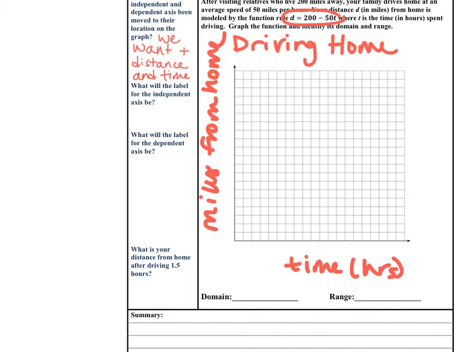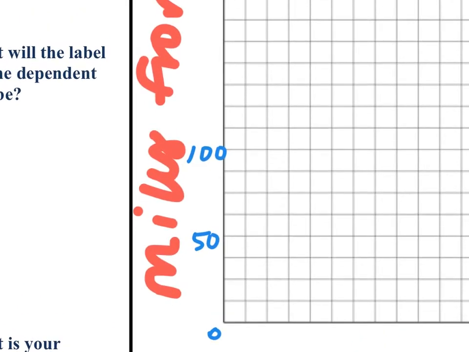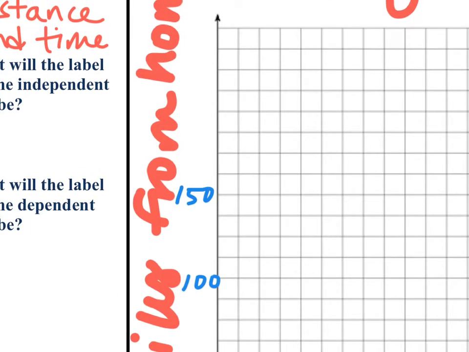Now we need to scale our axes. If you look at the equation, you know it needs to start at 200. And go down 50 for every hour. I'm going to label the bottom 0. And then for every 4 squares, I'm going to label 50. So you want to try and spread out the graph. I don't want it scrunched up in the corner. So you're going to have to use your problem-solving skills to figure out what's the best way to scale it.